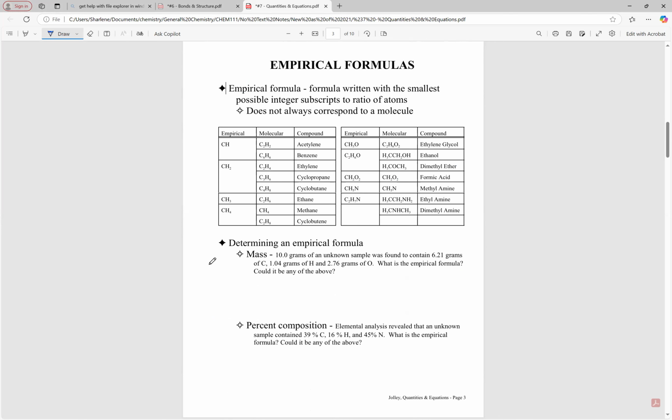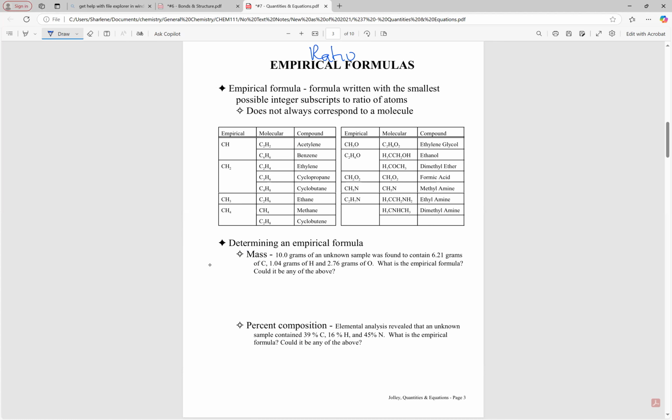But if you take a sample and you run it through an analytical machine, it might not tell you, hey, there's two carbons for every eight hydrogens. It will tell you a percent or it will tell you a ratio. And those ratios can be interpreted to work backwards and tell us the chemical formula.